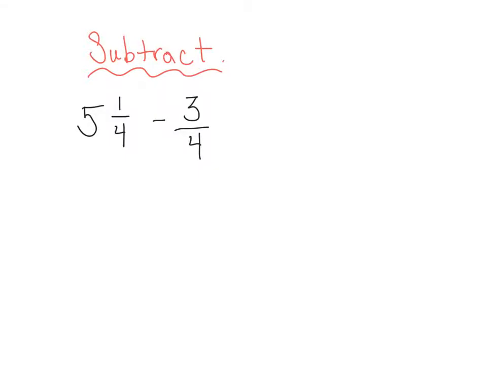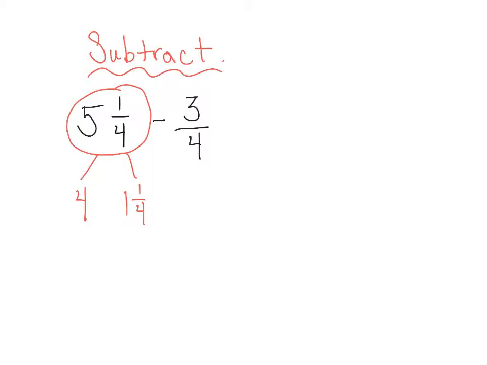All right, we're going to subtract 5 1/4 take away 3/4. And how we're going to do that is we're going to decompose this one, and we're going to pull out 4 wholes. And then we're left with 1 1/4, right? Because 4 plus 1 1/4 is 5 1/4.